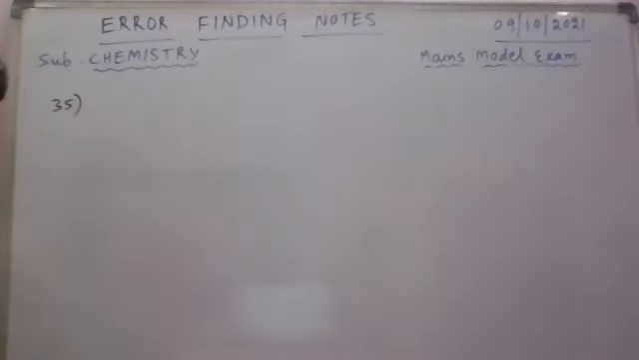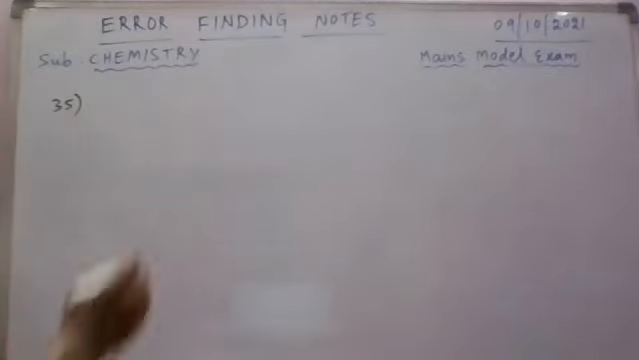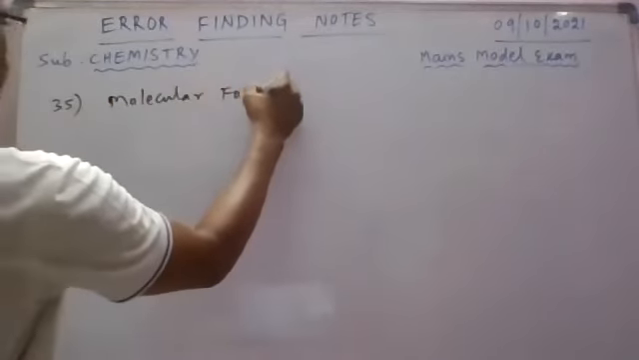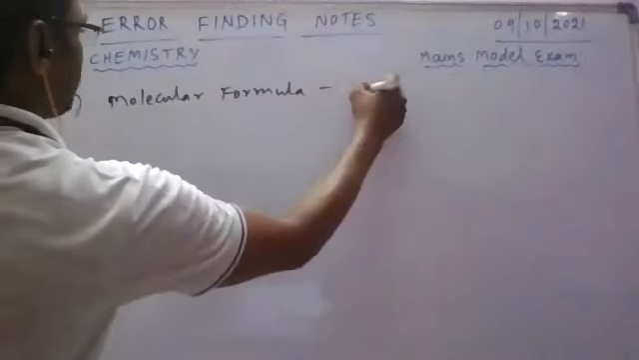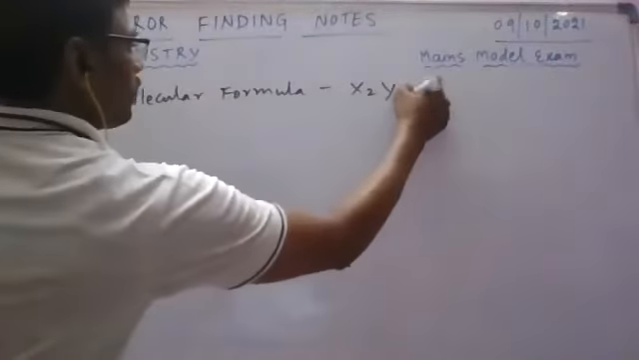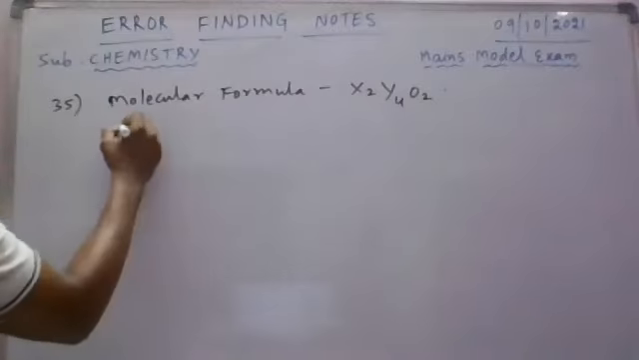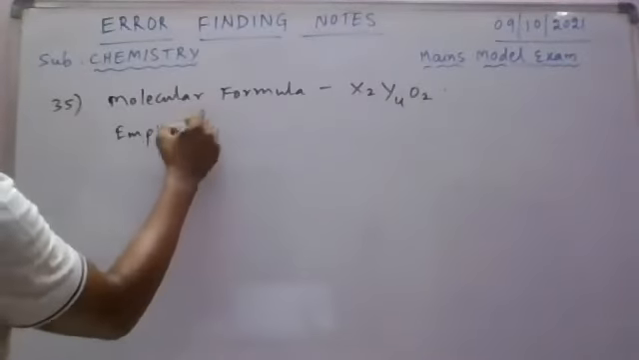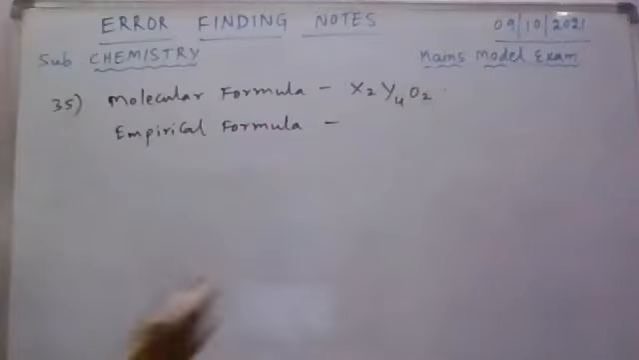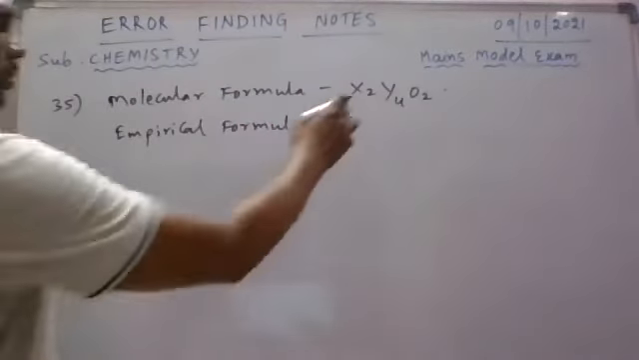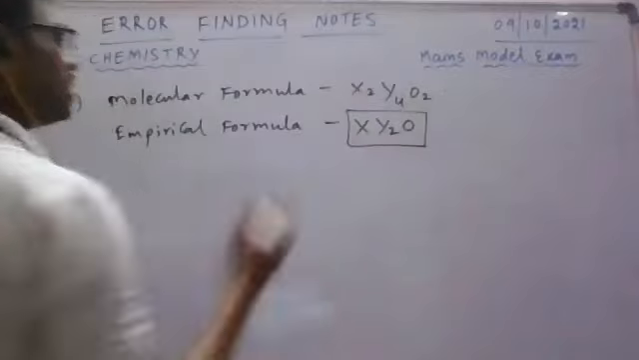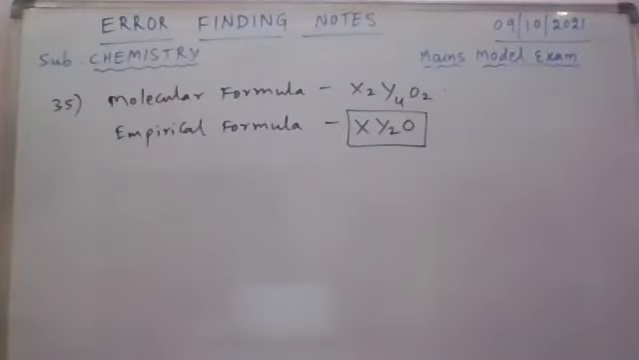Question number 35. Here the molecular formula of the compound is given as X2Y4O2. Then the empirical formula: here the common factor is 2. So X Y2 O. This is the empirical formula.